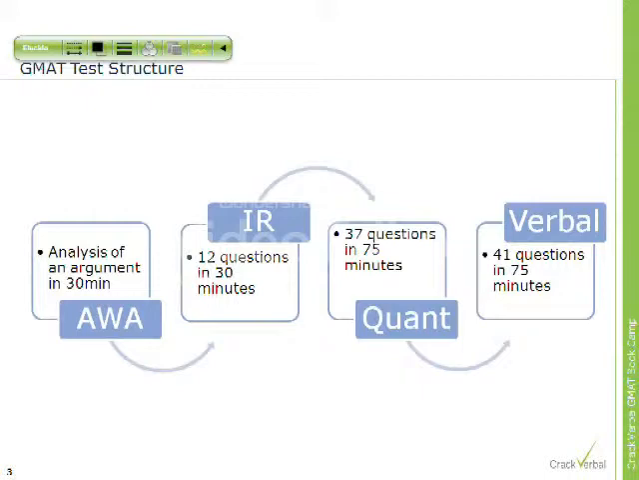After this, you will get an optional break of 8 minutes, and then you have the quant section. Then you have another optional break before you hit the verbal section.